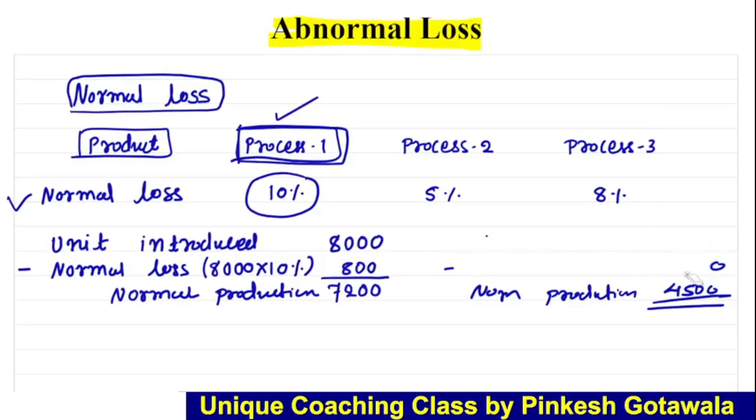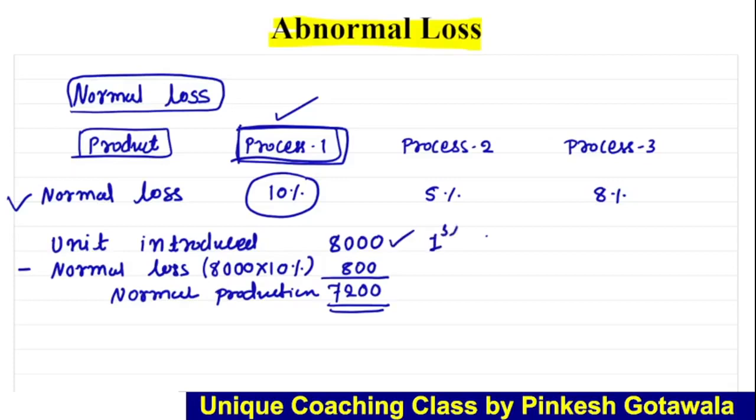Now, as per their calculation they will normally get 7,200 normal production if 8,000 units are introduced. But suppose this process starts on 1st June, and normally it takes 2 days to complete the process. The process starts on 1st June and after 2 days the process is complete. The process is over in 2 days.